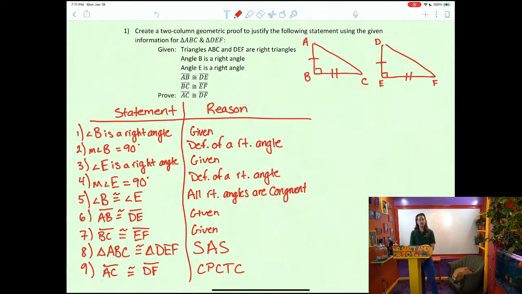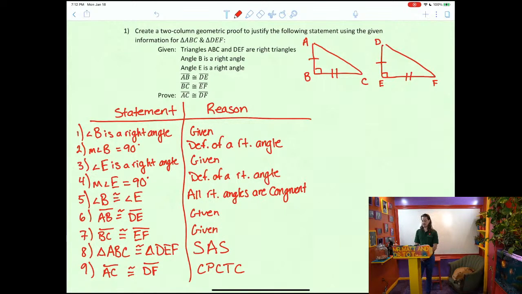Starting with the given information that angle B is a right angle, we can say that the measure of angle B must therefore be equal to 90 because of the definition of a right angle. Same thing we can do with the given information about angle E being a right angle. We can say in statement 4 that the measure of angle E is equal to 90. And therefore we can say that angle B must be congruent to angle E because all right angles are congruent.